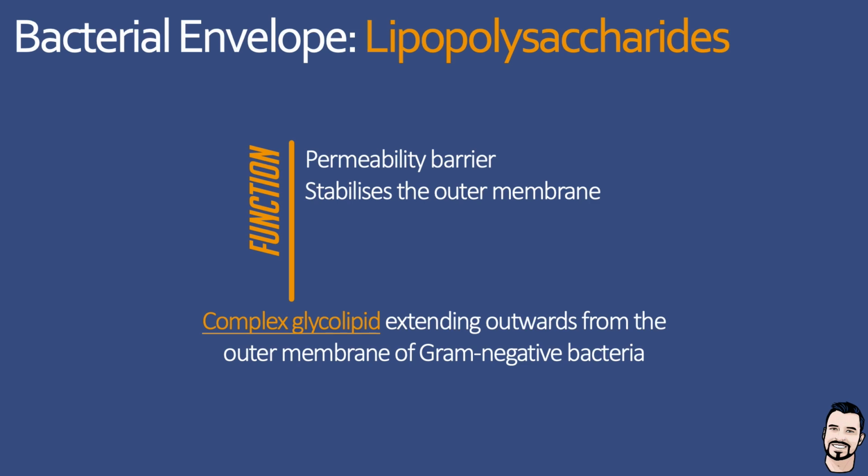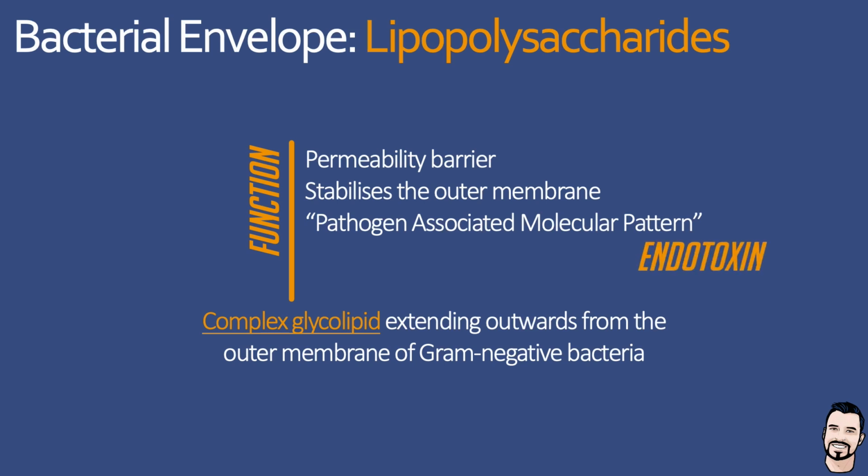And finally, lipopolysaccharides are recognized as a pathogen-associated molecular pattern, or PAMP, meaning it's a molecular signature that our immune system uses to detect infection. The lipid A portion, in particular, acts as an endotoxin, triggering strong immune responses such as inflammation and fever when it's detected by immune receptors like TLR4.